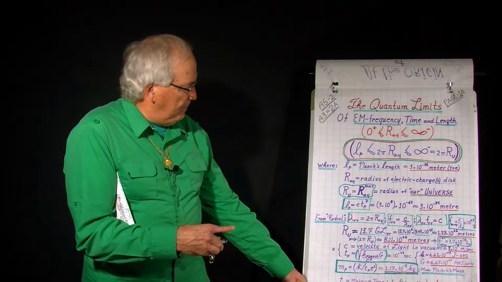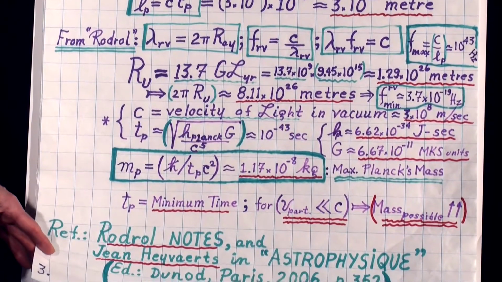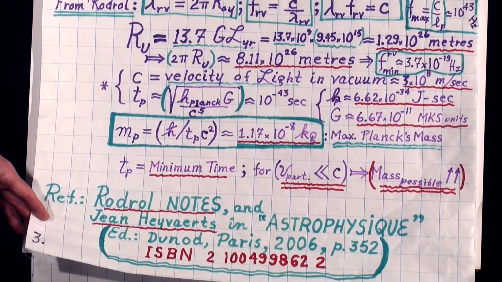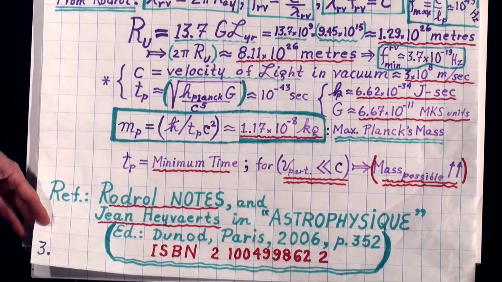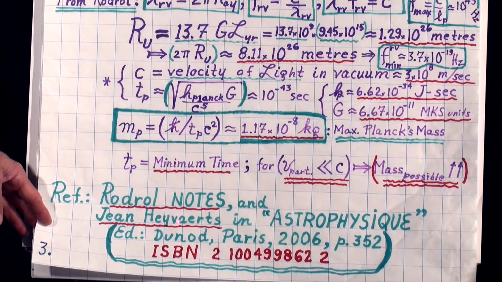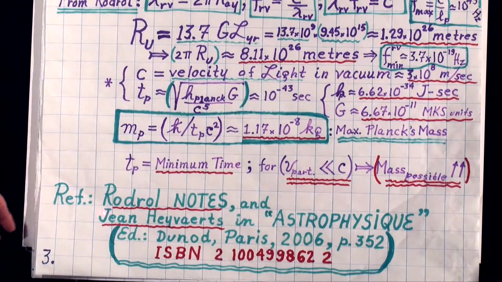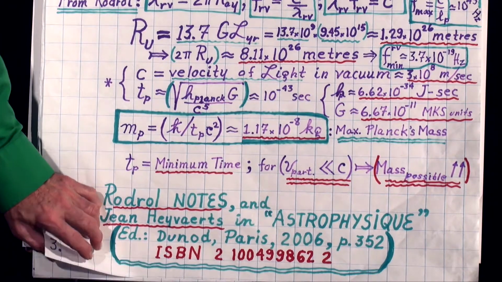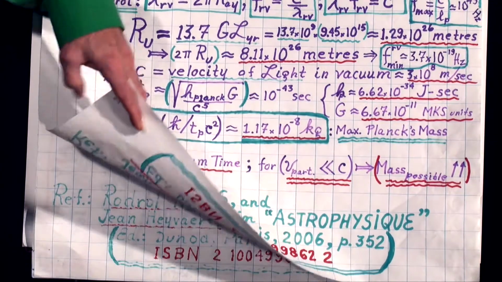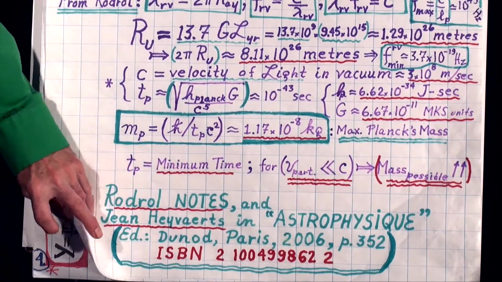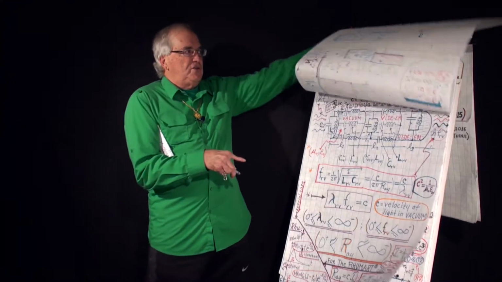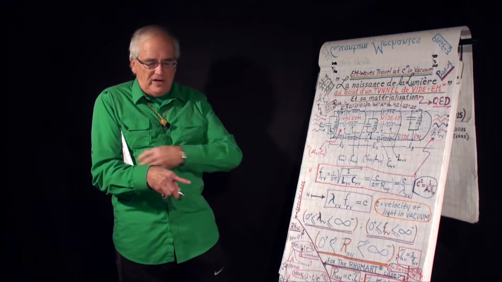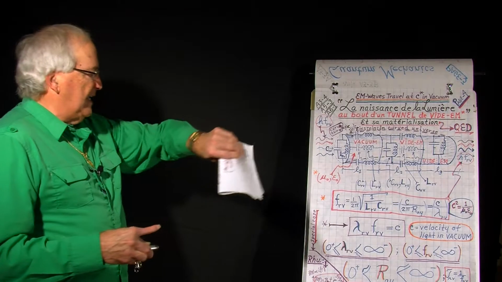Now, these theories defining the limits of the frequency and Planck's length are well described in the book Astrophysics by the author Jean Everts, published by Dunod, Paris. I don't know that it has been translated into English, but it is a wonderful book in French to introduce astrophysics, general relativity, and cosmology as well.